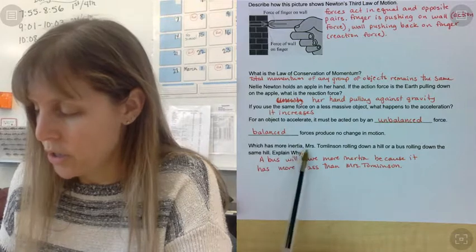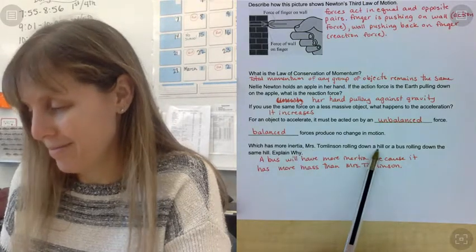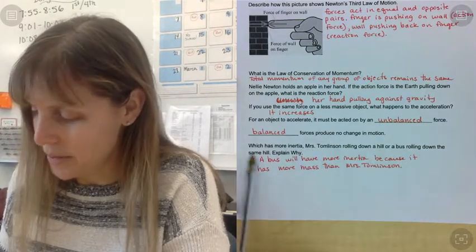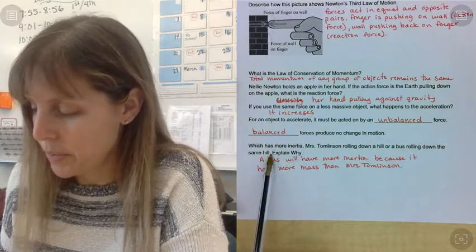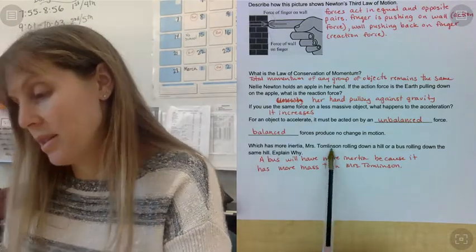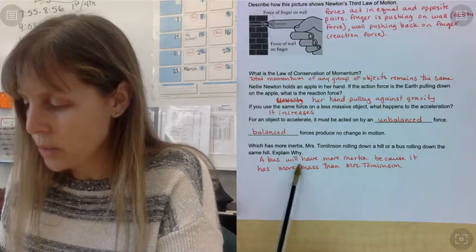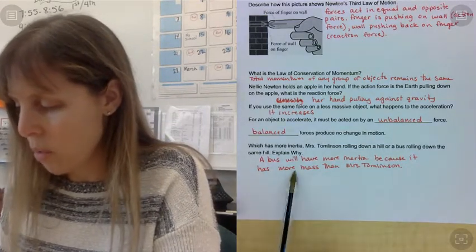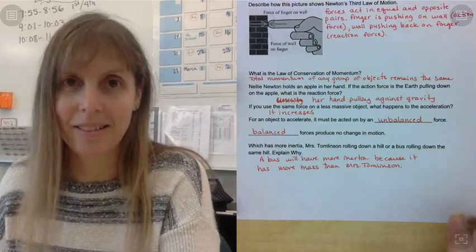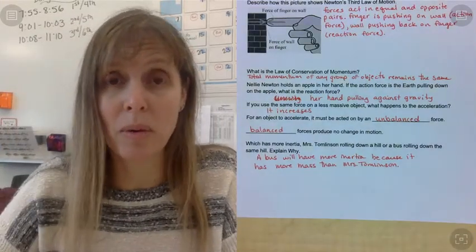Which has more inertia? Mrs. Tomlinson rolling down a hill, pretty picture, or a bus rolling down the same hill? Well, same slope, right? But one has more mass. Mrs. Tomlinson is definitely not the same mass as a bus. She has less mass. So a bus will have more inertia because it has more mass than Mrs. Tomlinson. Thank goodness. If I was the size of a bus, I wouldn't be able to come to school and we'd all miss it.